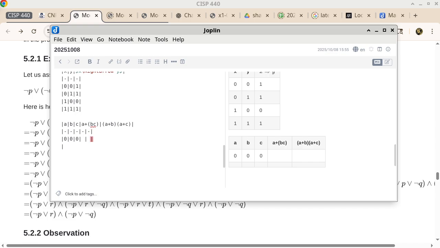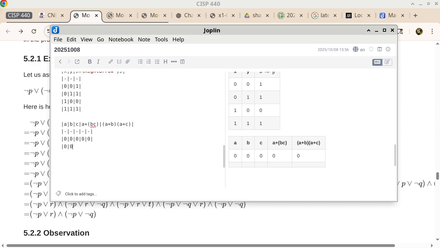All right. Now we have to fill in this space. From your perspective, what do you think is the answer? A, B, C are all false. So what about A or B and C? Yep, that's false. And what about this one? A, B, C are all false, so A or B is false, A or C has to be false, and false or false is also false. Okay, that's the easy one.